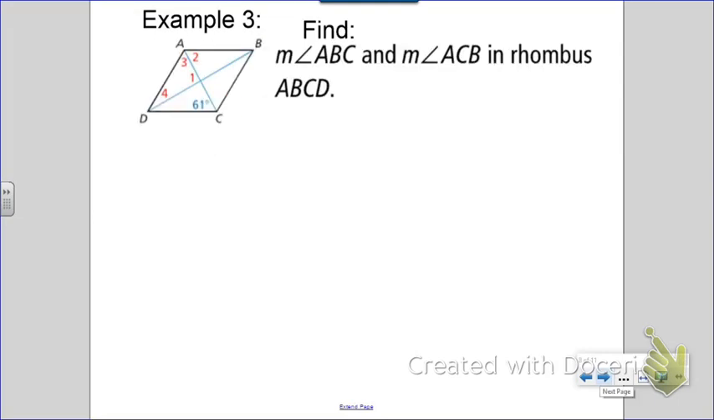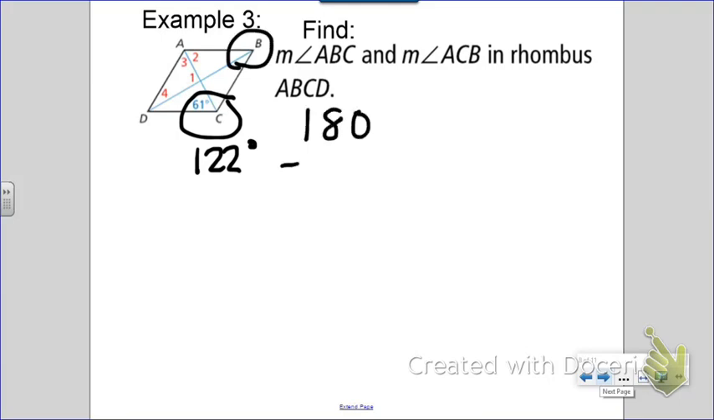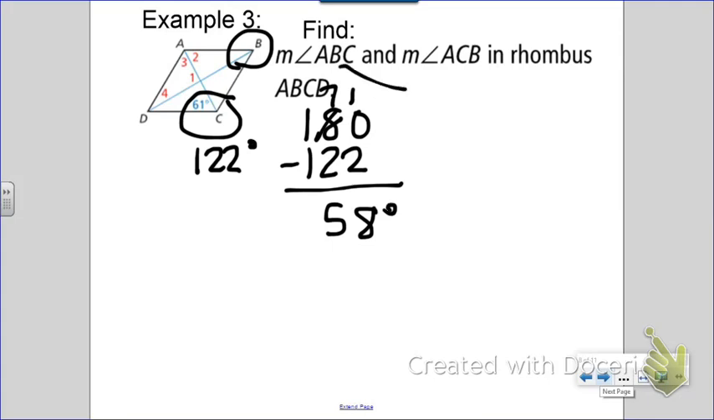In our next example, we're finding the measure of angle ABC and the measure of angle ACB in the rhombus. So the measure of angle ABC, we're given that a piece of this is 61 degrees. That would make the total of this angle 61 doubled, so 122 degrees. To get the angle next to it, we take 180, because the consecutive angles are supplementary, minus 122. And that angle would be 58 degrees. So ABC's measure is 58 degrees.